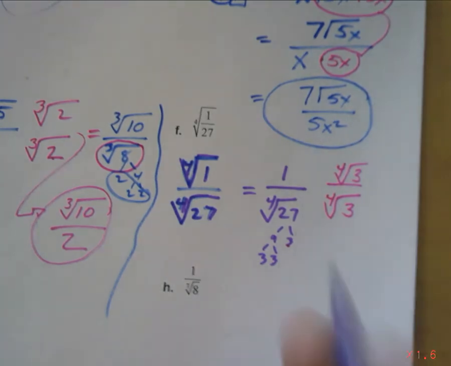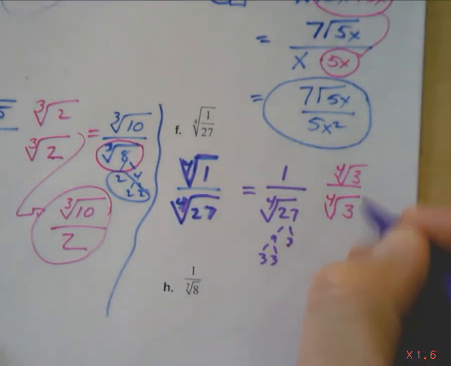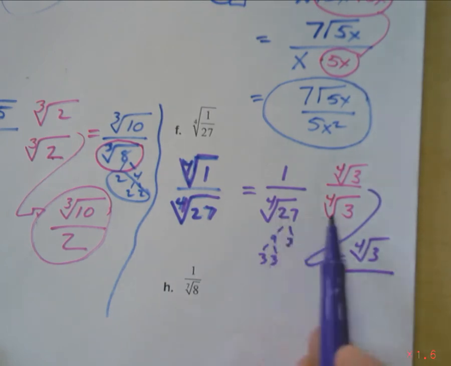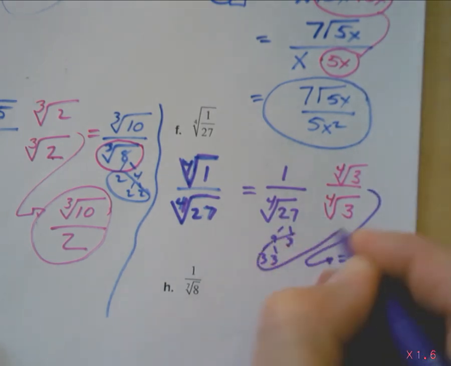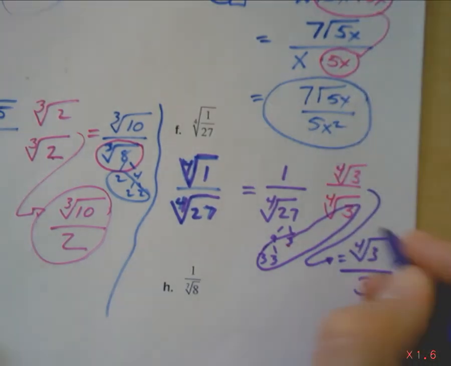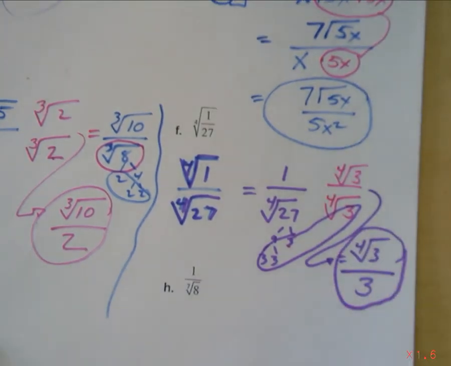So final answer, I'll have to write here. 1 times the 4th root of 3 is the 4th root of 3. And on the bottom, now I got my 4 3s, right? I write it 1 time. So final answer is the 4th root of 3 over 3.